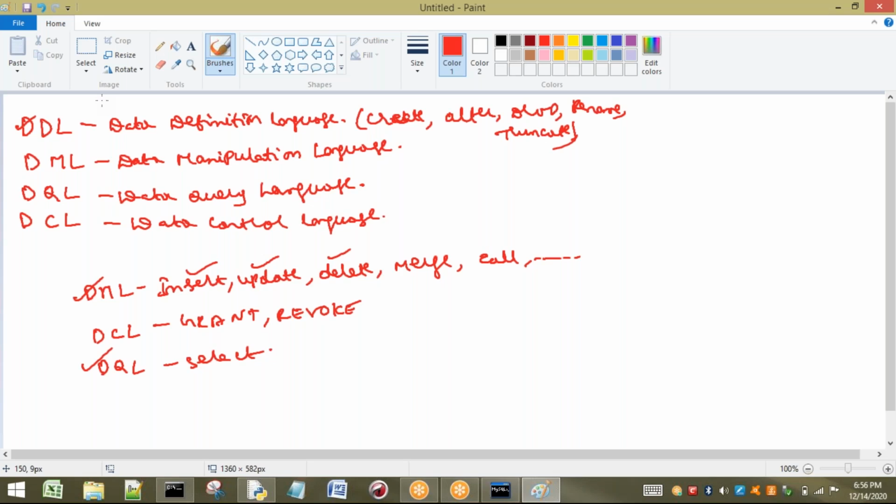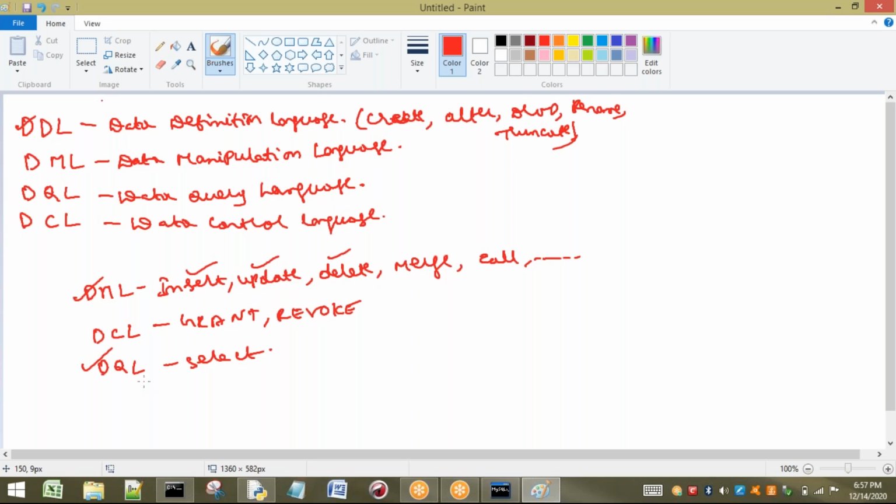Next, DQL is nothing but data query language. So here by using these commands, we can perform some queries on the data. Okay, so we are calling it data query language. That means already data is there. To get that, we are going to use select.